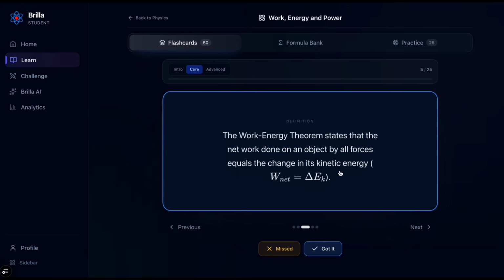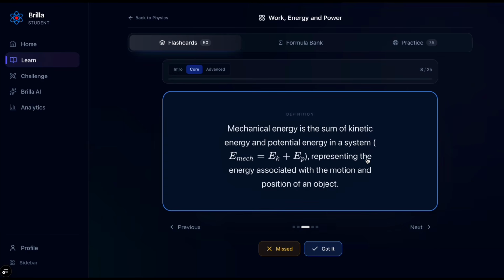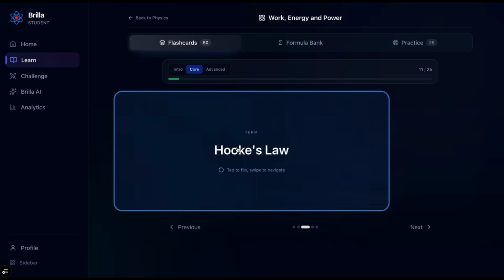So there's a work and energy concept. If I flip it, it's going to show me the definition. If there's a formula I need to know, it's going to tell me, and I can just flip through all of them. If I don't want to grade and I just want to check it out, I can also. And then you can also self-grade here. There are these buttons that can help you navigate if you don't want to drag or swipe.